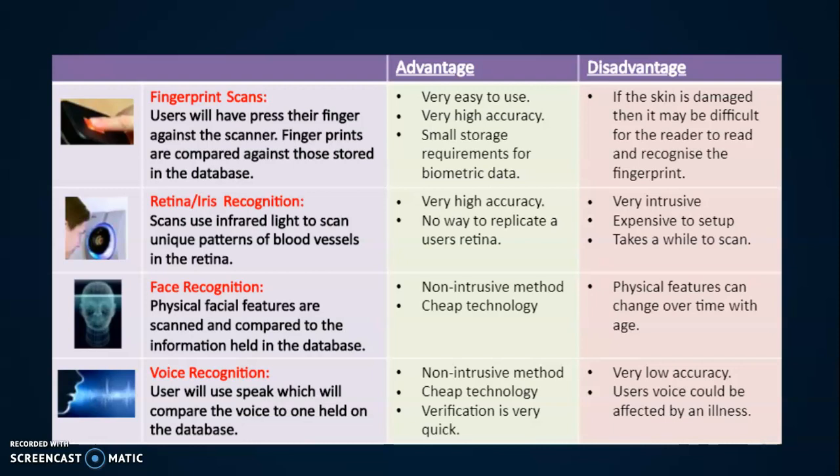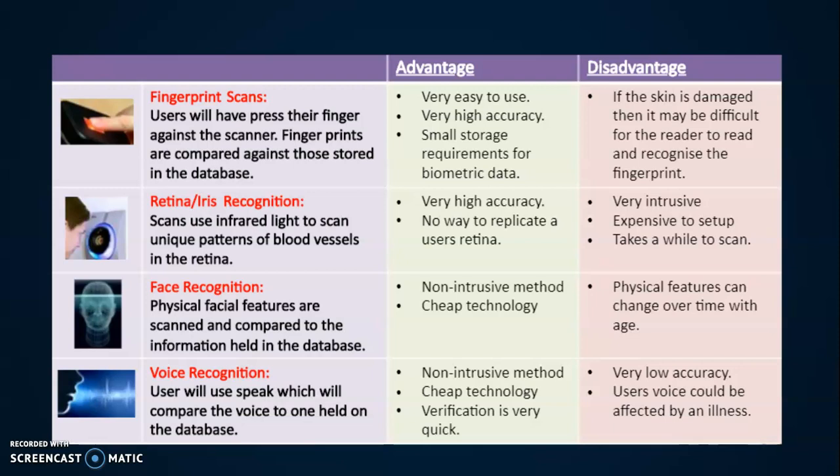Let's look at the third example, face recognition. This is very famous. Physical facial features are scanned and compared to the information held in the database. The advantages: non-intrusive method, and cheap technology. The disadvantages: physical features can change over time with age.